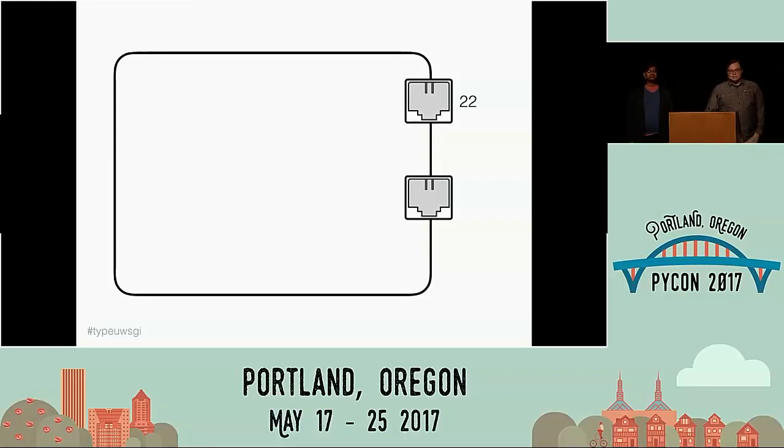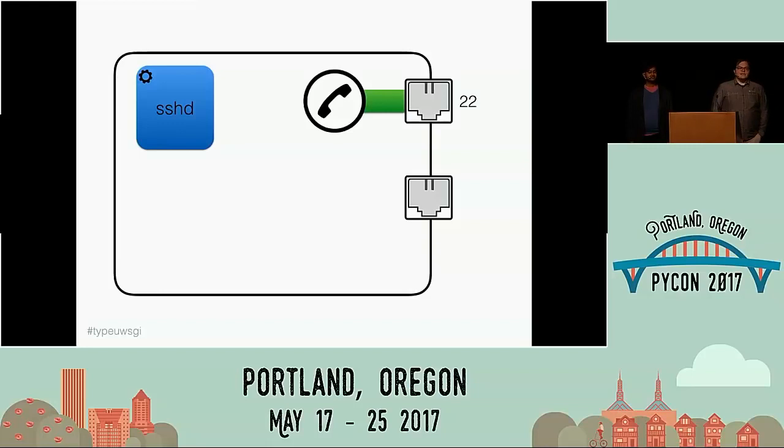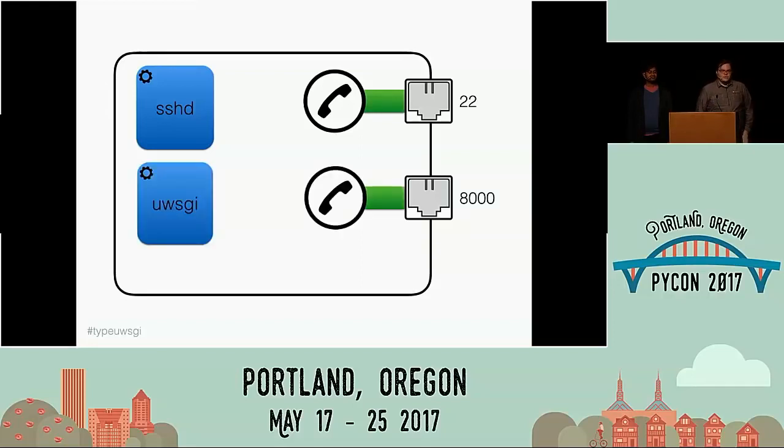And so what SSH is doing is it's creating a socket, here represented by a phone, and plugging it into the port to make a connection. So when you connect to port 22, the SSHD process is listening on that port, to the phone it's connected to, the socket, and answering the connections. We want to do something similar for uWSGI, where on port 8000, we want uWSGI to create a socket connected to the port so that it can handle connections that are coming in and respond to them.